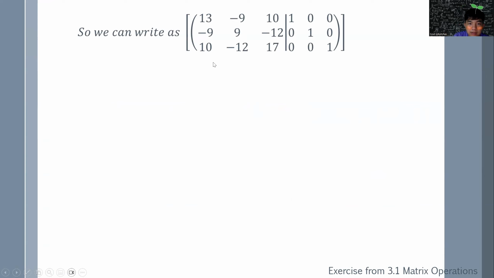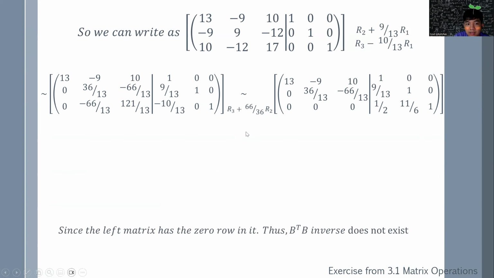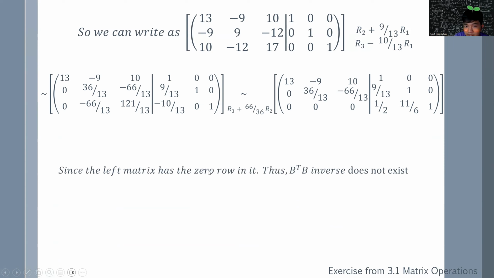So here we can write B power T times B here, and here is the identity. So we have to do row operations to reduce it to echelon form on the left matrix here. So we add R2 plus 9 over 13 R1 to the second row, and R3 minus 10 over 13 R1 to the third row. So we get this, and then we do it again on the third row: R3 plus 66 over 36 R2 to the third row, and then we got 0 here. Since the last matrix has a zero row in it, I can say it is also linearly dependent. So the B power T times B inverse does not exist.